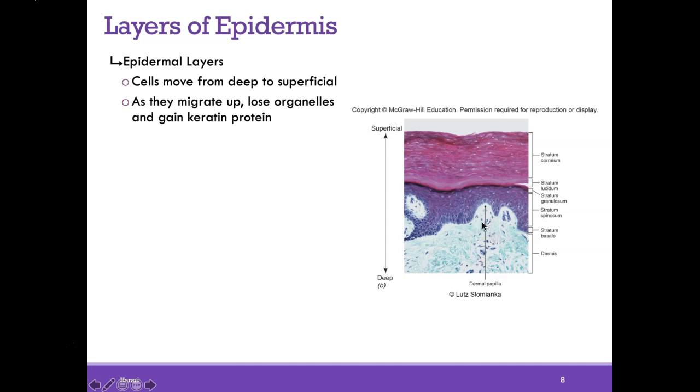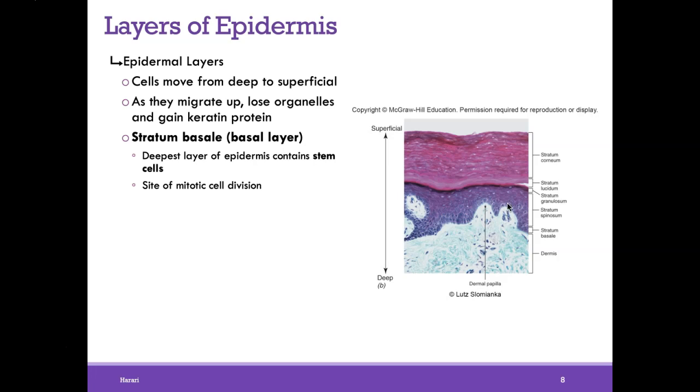Okay, so cells are arranged in layers, and this basal layer, this lower level called the stratum basale, is the deepest layer of the epidermis, and that contains stem cells that are going to actively do mitosis. That's where mitosis occurs. So cells only do mitosis in the stratum basale, which is the basal layer, and that's where all these stem cells are found. So they're going to divide. And as they divide, they start to migrate up. So they start to divide and then migrate upward.